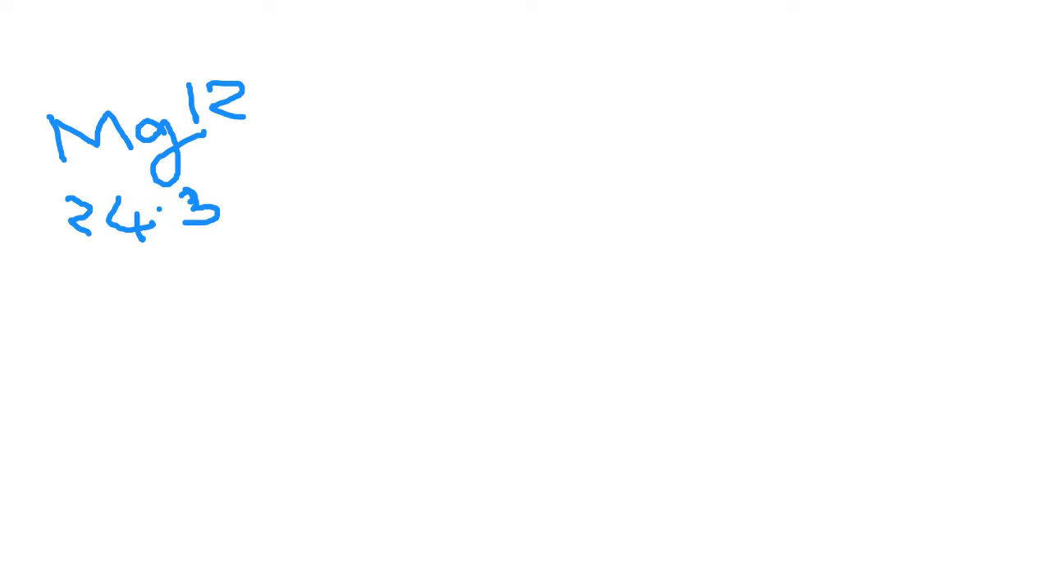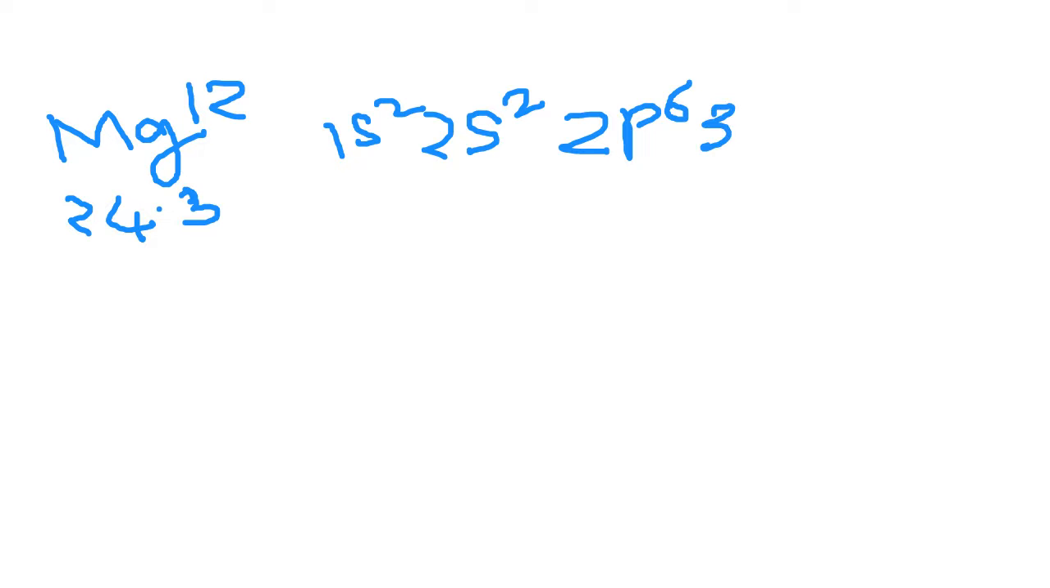So now if we write the electronic configuration, what are we going to get? 1s2, 2s2, 2p6, because we already have 12. So 2 plus 4 plus 6 is 12, so that means we have to go again to 3s2.